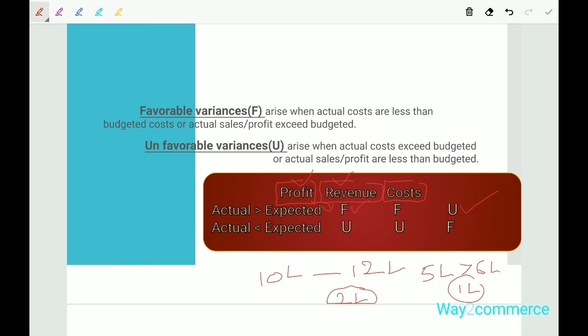Next, actual less than expected. In respect of profit, it is unfavorable. In respect of revenue, it is unfavorable. In respect of cost, it is favorable.